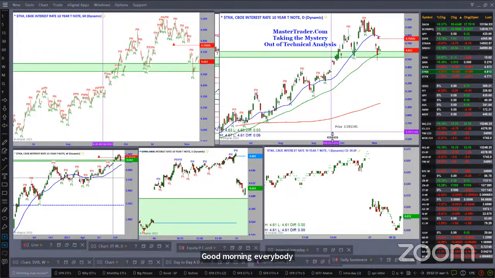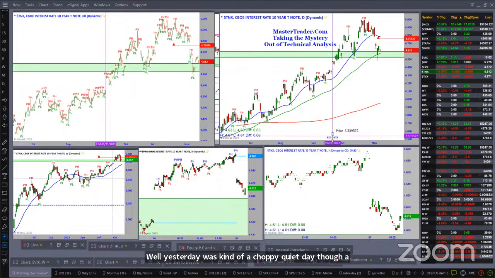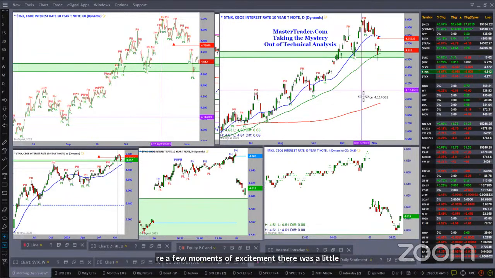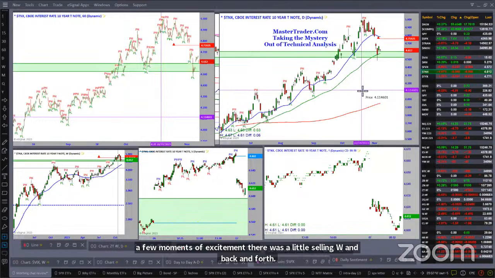Well, yesterday was kind of a choppy, quiet day. There were a few moments of excitement. There was a little selling and move up and back and forth, but overall it was a slowing momentum kind of a day on the daily chart.